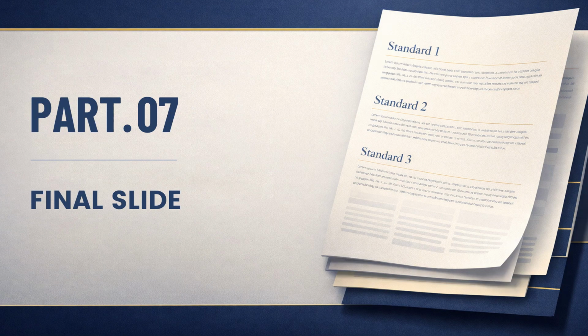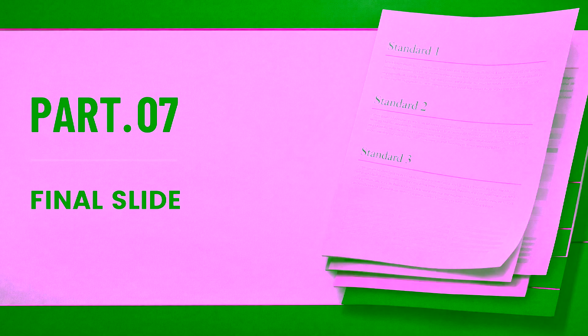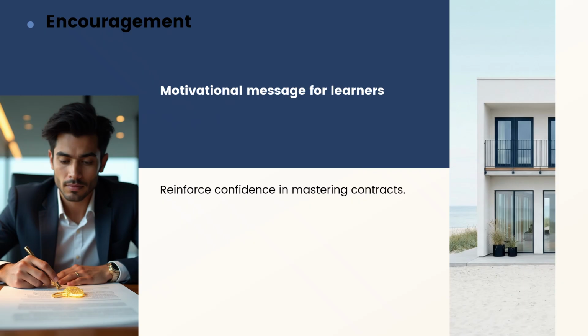Now let's bring everything together. We've covered what contracts are, the major types, what makes a contract valid, listing agreements, purchase contracts, contract termination, and exam strategy. That's a lot, but notice how it all connects. I want you to remember this. You can master real estate contracts. You do not need to be a legal expert. You just need to understand the main concepts, practice applying them, and stay consistent.